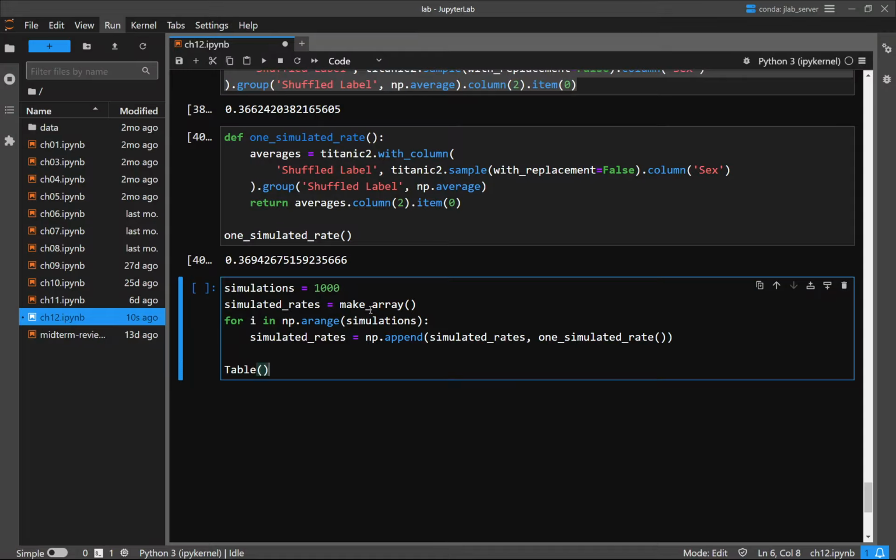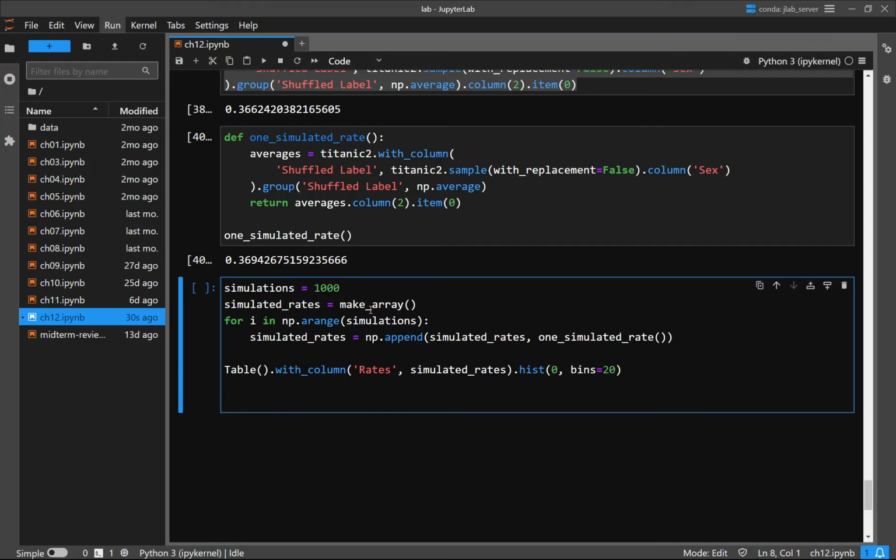Once that's done, I can put it in a table and make a histogram, right? With a column, give me rates. I'll put my simulated rates there. I can do a histogram on the rates column, or column 0. Let's just do like 20 bins or something.